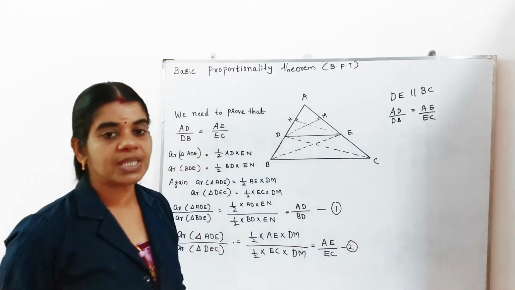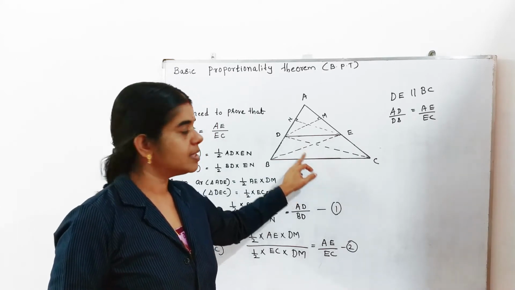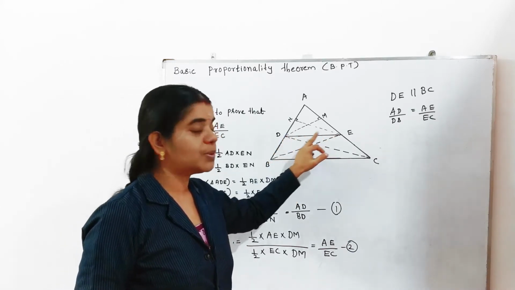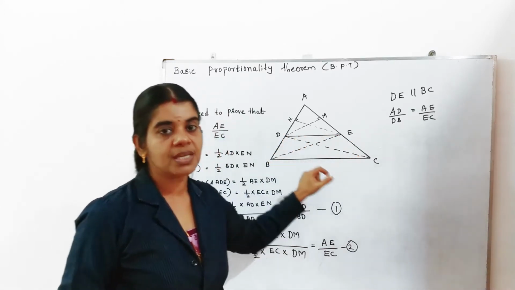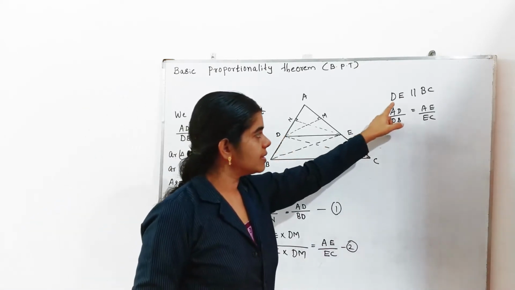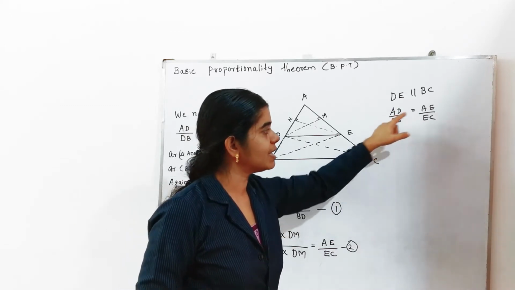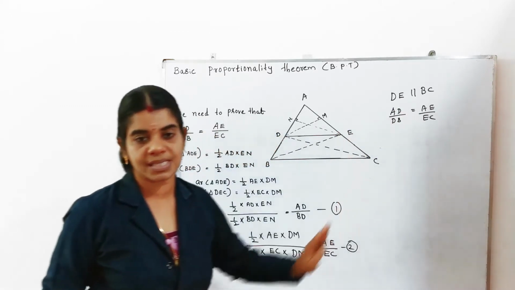What is the statement of the theorem? If a line is drawn parallel to one side of a triangle, touching the other two sides at two distinct points, then the other two sides are divided in the same ratio. That is, DE parallel to BC, we want to show that AD by DB is equal to AE by EC.